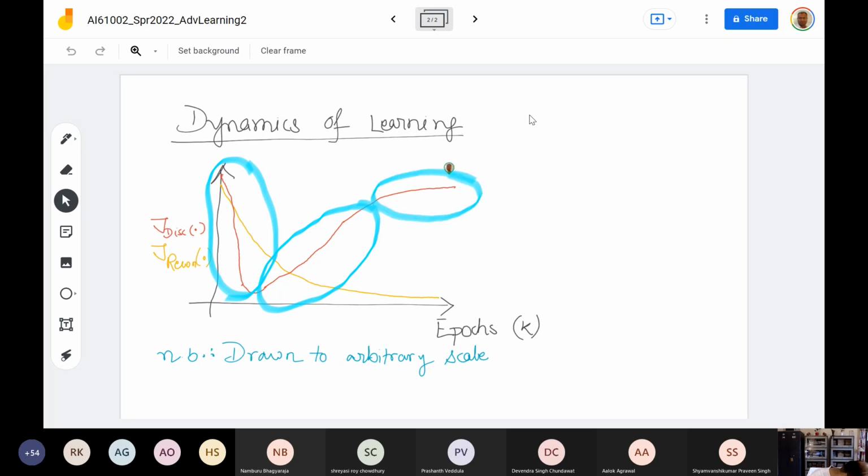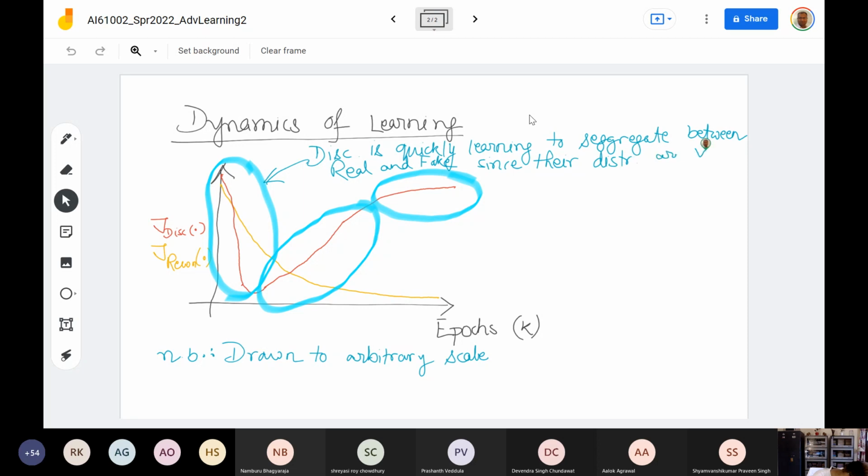Now these three phases of my discriminator are pretty interesting. This first phase is when the discriminator is quickly learning to segregate between real and fake, since their distributions are very different.